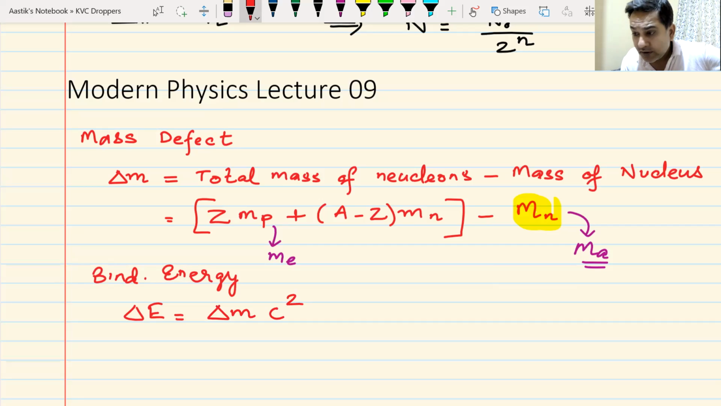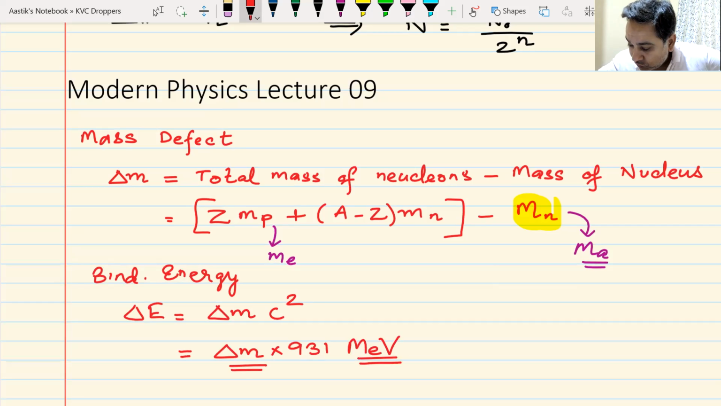Yes, sir. And if I just write it in terms of mega electron volt, I write the mass defect in terms of AMU, and I multiply it by 931, and the answer would be in mega electron volts. We understand this? Yes, sir. Well done. This was what we discussed in the previous class, which we would be using in today's class.